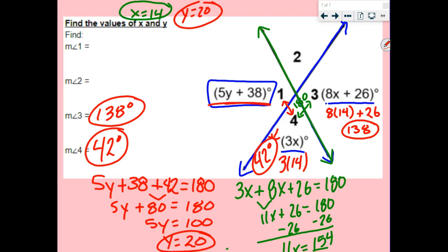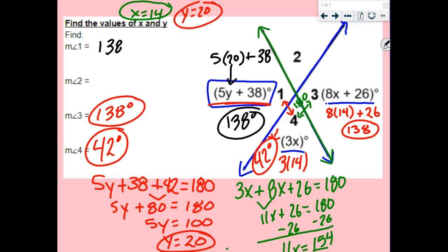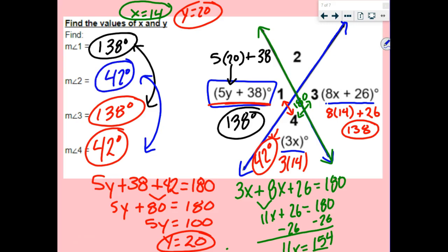Now that we know what y equals, we can solve for the measure of angle 1 by substituting 20 in for y. So we have 5 times 20 plus 38. Solve that, we get 138 degrees for the measure of angle 1. Now if we look, angles 1 and 3 have the same measure, which if you can follow the pattern, that means angles 2 and 4 are going to have the same measure as well.